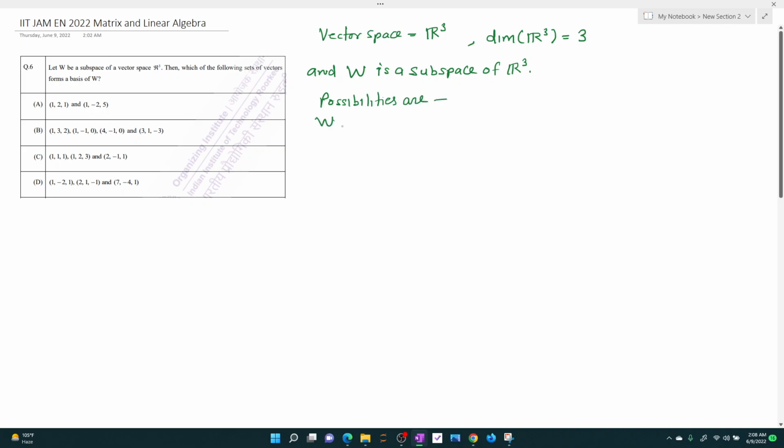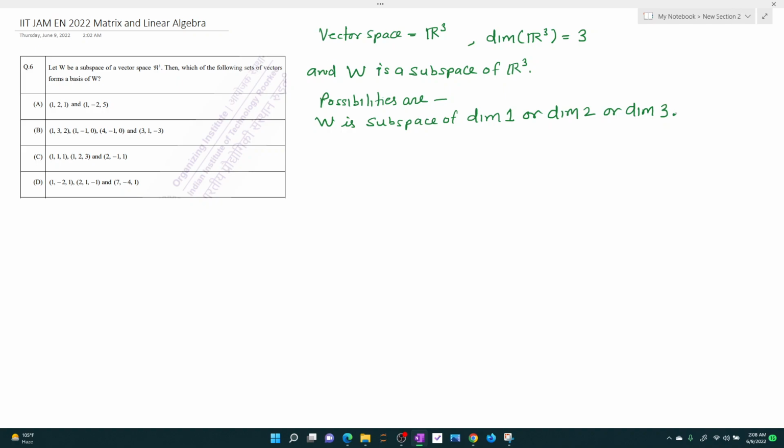W is a subspace of dimension 1 or dimension 2 or dimension 3, right? So all three possibilities are open here. So that simply means the basis can contain one element, two elements, or three elements. If you look at the options, in option A we have two elements, option B we have four elements, option C and D we have three elements each.